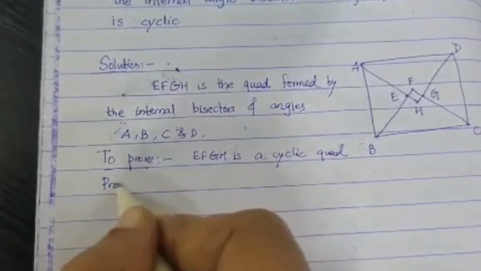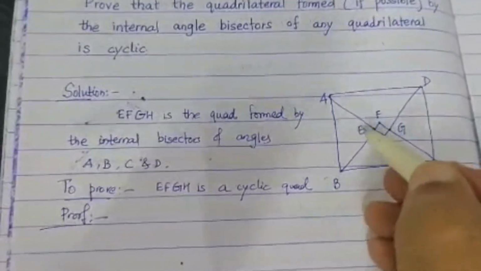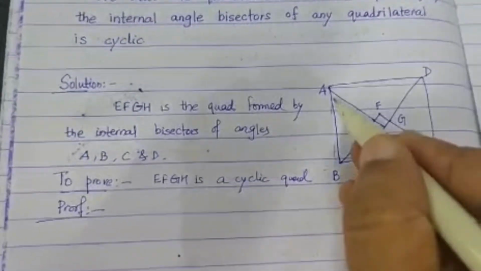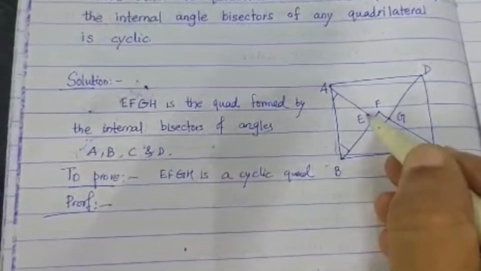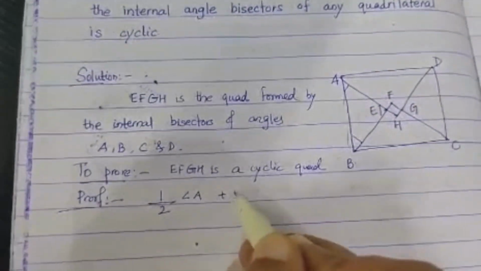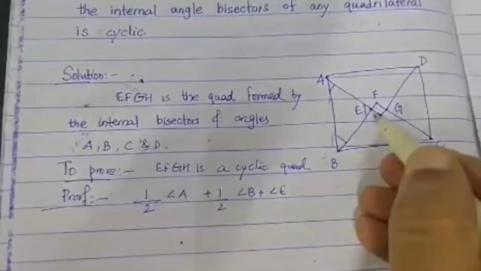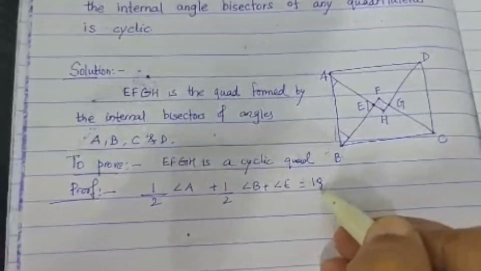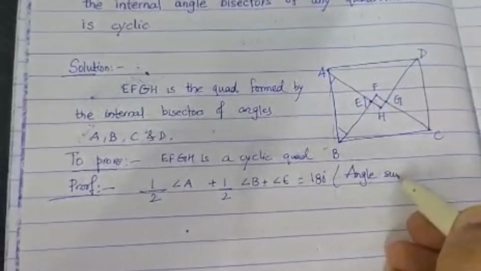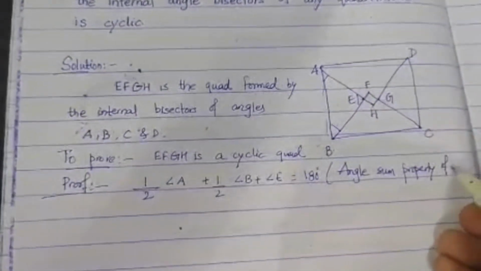Let's see the proof. Okay, first of all, in this triangle, we can write this angle plus this angle plus this angle equal to 180 degree. So half of angle A plus half of angle B plus angle E, this angle E, equal to 180 degree. This is the angle sum property of a triangle.